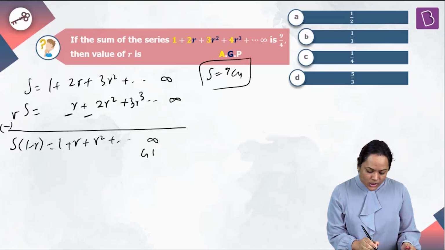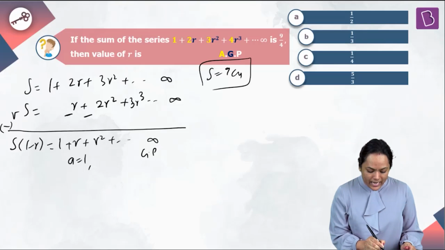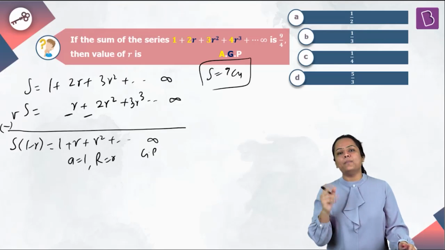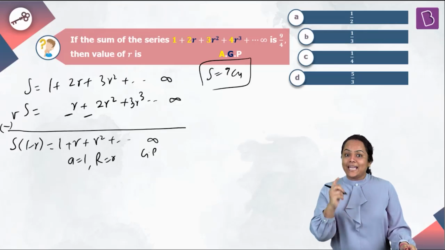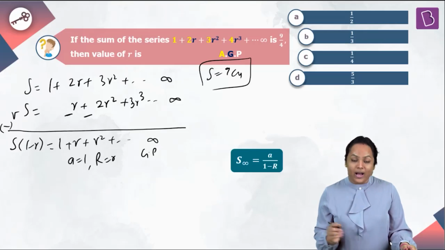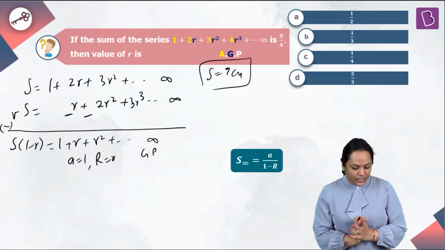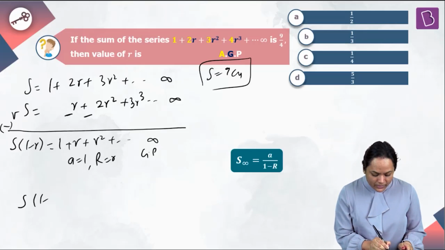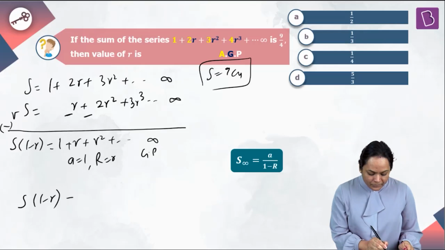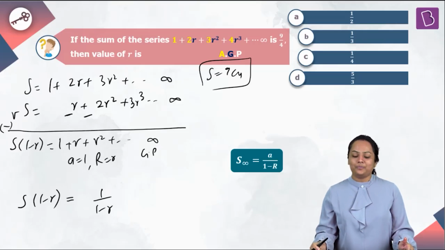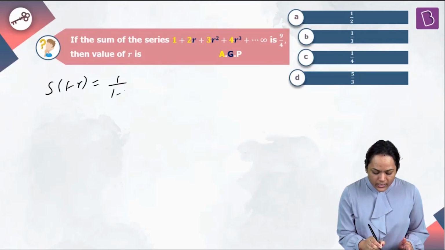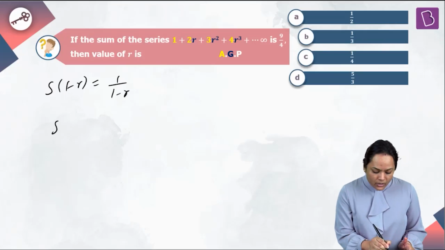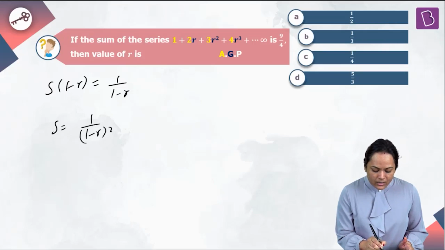And if this is a GP whose first term is 1 and the common ratio is r, what is the formula for infinite GP summation? Do you remember? I hope you do. What is the value? a upon 1 minus r. That's correct. So I have the formula with me. So when I substitute, I'll get S multiplied by 1 minus r is equal to 1 divided by 1 minus r. Is this clear? Okay. So from here we got S multiplied by 1 minus r is equal to 1 upon 1 minus r. So the value of S will come as 1 upon (1 minus r) whole square.